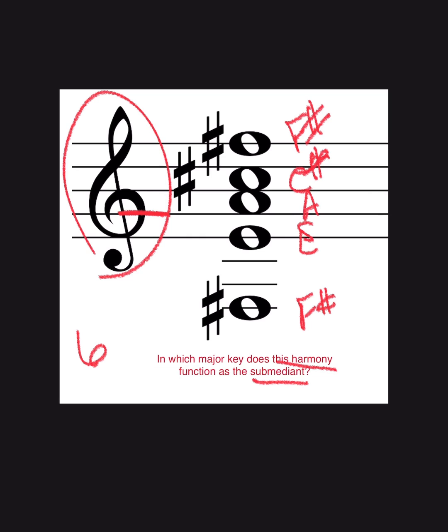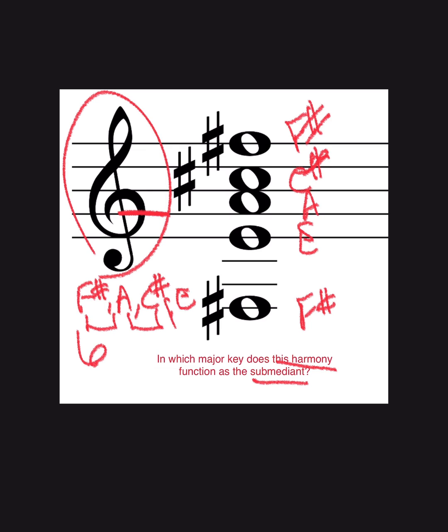Okay, so at this point, what we need to do is try to stack the notes into thirds as best we can, and that's going to tell us what the root of the chord is, and then we can figure out the quality of the chord, if it's major, minor, augmented, diminished, whatever. So the best way to do that is to have F sharp as the root of the chord, and then a third above that is an A, a third above that is a C sharp, and then a third above that is an E. So this is some kind of F sharp chord.